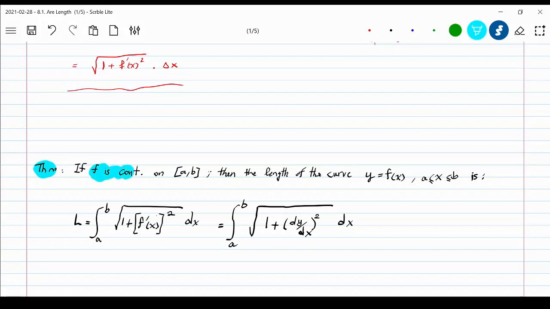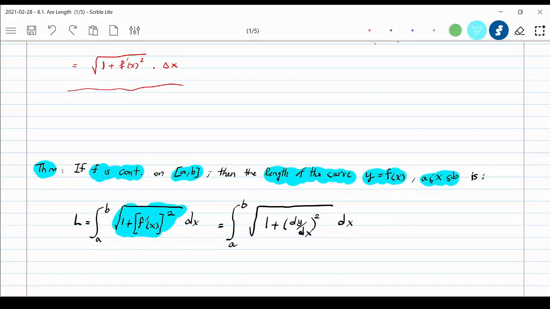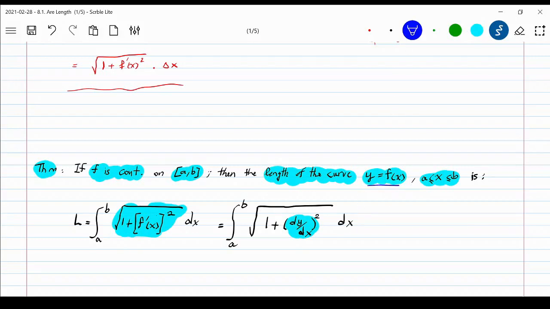Assuming we have a continuous function over the interval a to b, the length of the curve for the function y equals f of x over the interval a to b is calculated by that summation, the square root of 1 plus the derivative squared. So if we integrate from a to b the square root of 1 plus f prime of x squared dx, we get the arc length. Sometimes instead of f prime of x, you can write dy over dx. It's the same thing, assuming y is a function f of x.